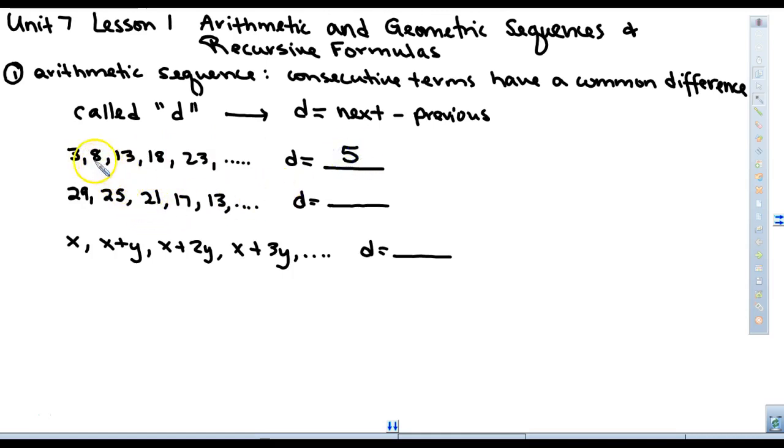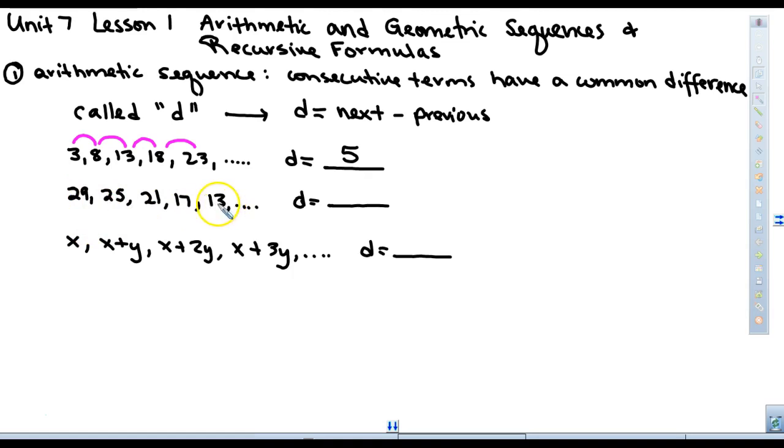But you want to make sure that all of them give you that difference. So you want to go through the list and ask yourself, is 8 minus 3 the same thing as 13 minus 8? And is that the same thing as 18 minus 13, which is the same thing as 23 minus 18? And it is. Okay? So you always subtract in that order, next minus previous.